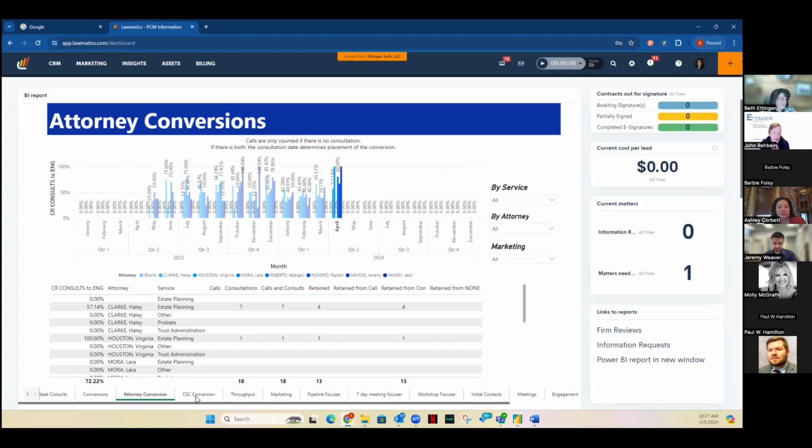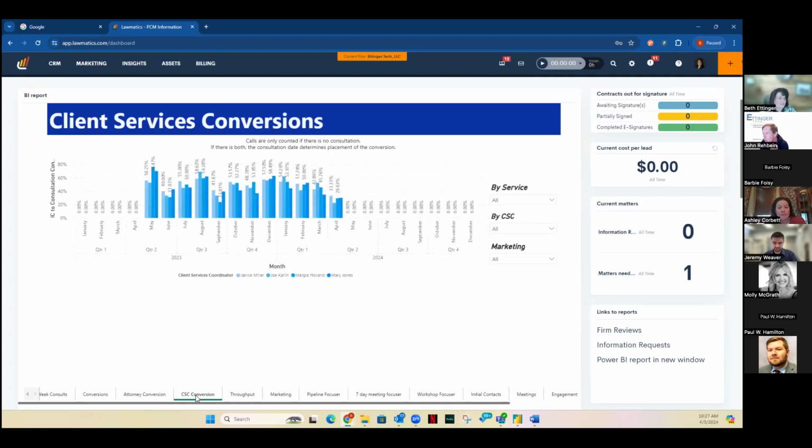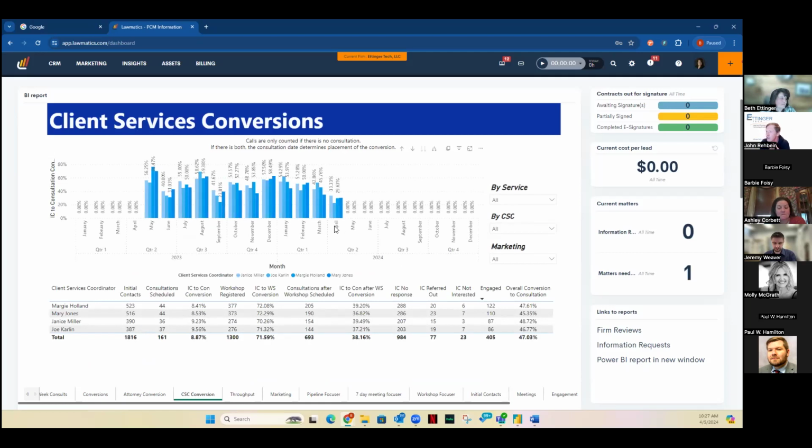What is the overall total client service coordinator conversion from initial contact to workshop? From initial contact to workshop is 80%. Holy man. That's awesome. And then what is initial contact directly to consult? That's 6.3%. Okay. And that's definitely expected. Most people are going to want to attend the workshop before they schedule their consult.